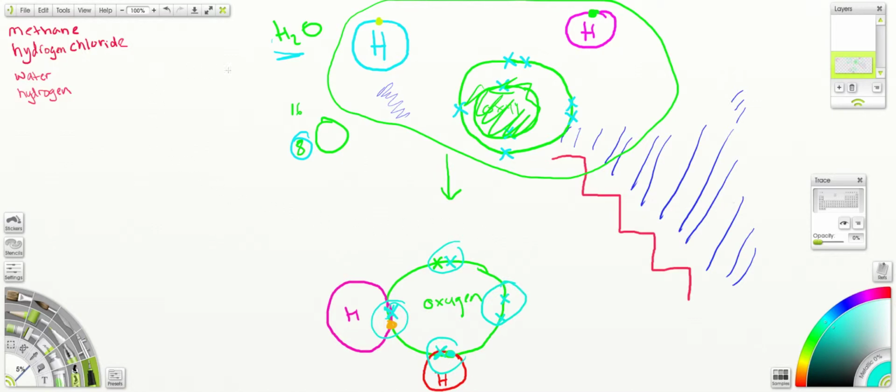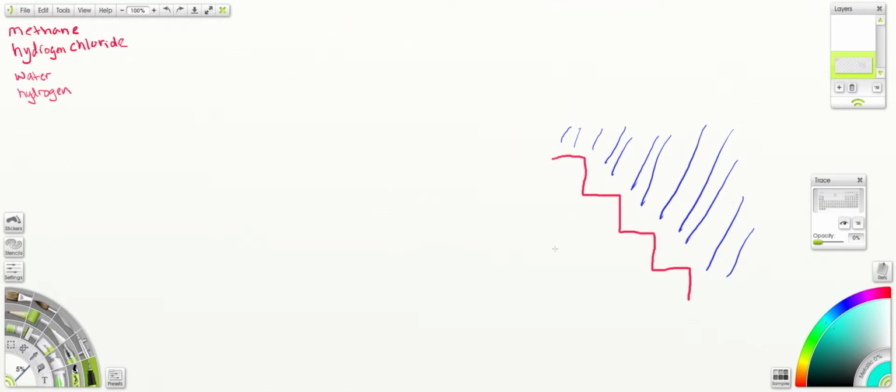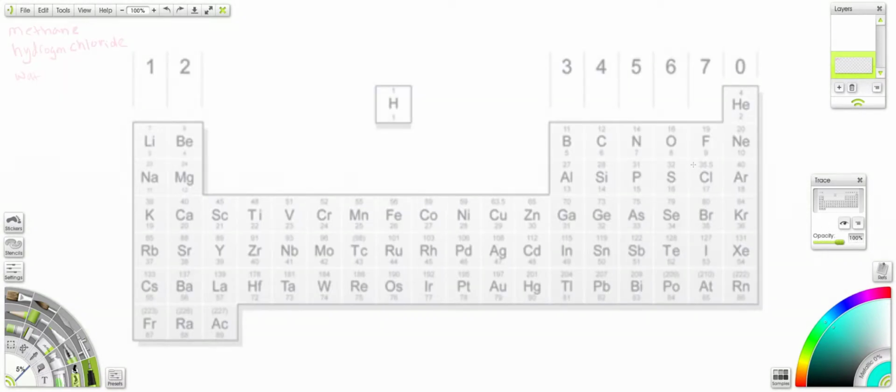Okay, so we've done hydrogen chloride, we've done water, we've done hydrogen. Now we're going to do methane last. Okay, again, there's nothing difficult about this. I'm just going to scratch all of this off, get rid of all of this. So let's do methane. Okay, so again, methane is CH4.